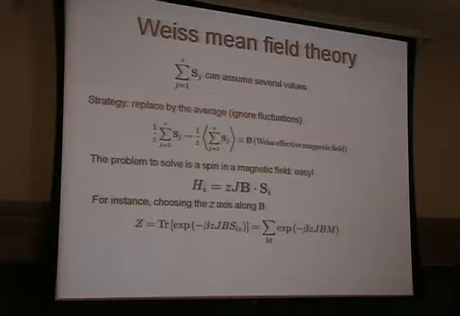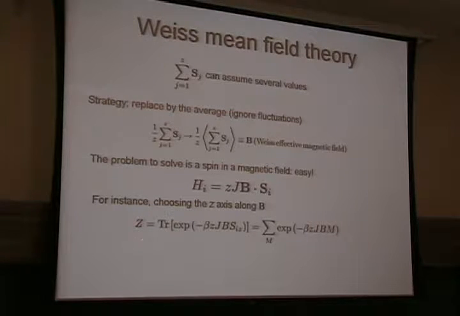Now, you might ask, average with respect to what? Calculated with respect to what action or what Hamiltonian? I'll come back to that later. But just imagine that I can substitute this by its average, and I'll call it B. This is the so-called Weiss effective magnetic field. Then that spin that I had on site i will be under the influence of this single fixed magnetic field B, and this is a very easy problem to solve. It's a spin in a magnetic field. Everybody has done that at some point, right?